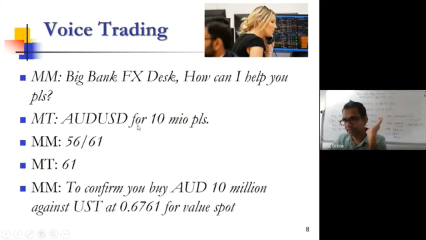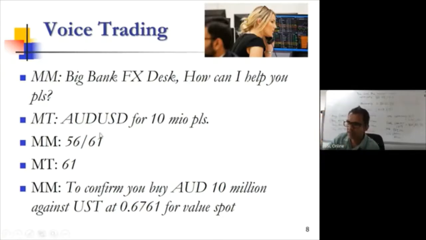So remember, whenever you say something like that, 10 million of what? Which currency? This is the base currency. AUD USD for 10 million, please, means you need a price for Australian dollar 10 million. But if you need it for dollar 10 million, you have to say Aussie dollar for dollar 10 million. You have to specifically mention dollar 10 million. Otherwise, the party will quote you on the base currency. If you don't mention it, the quote is given for the base currency amount.